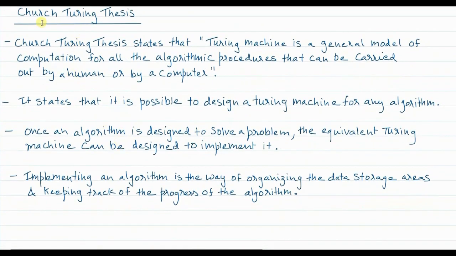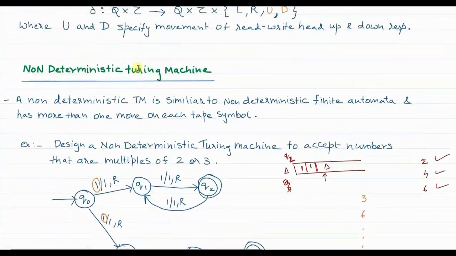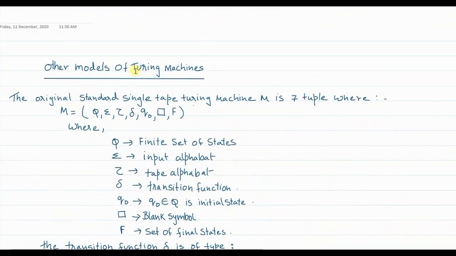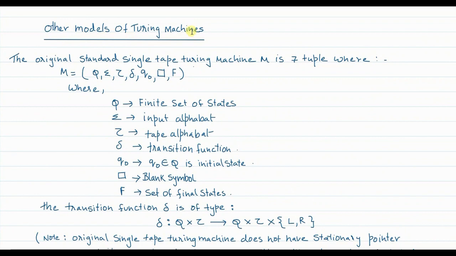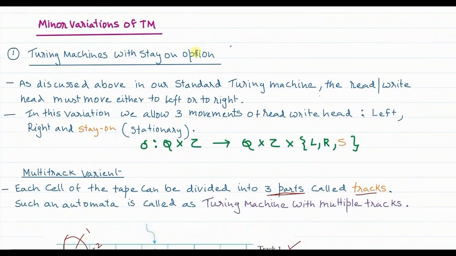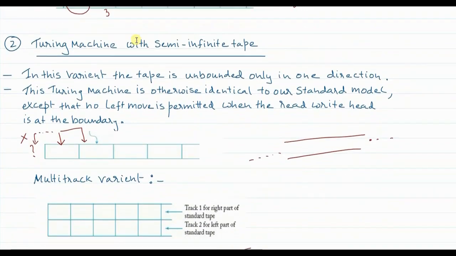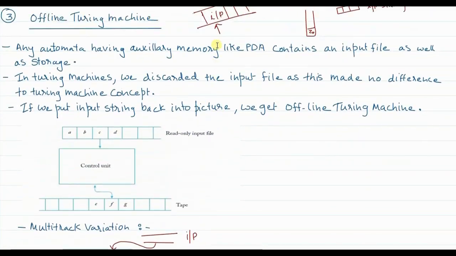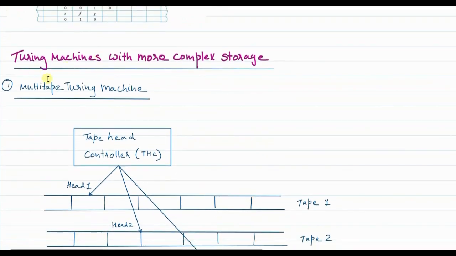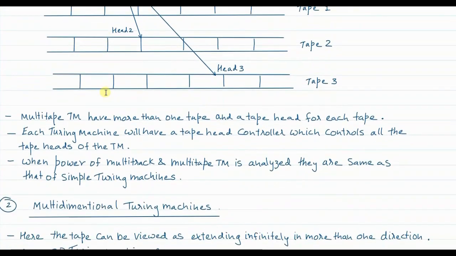For the exam, they might ask you to write a short note on the Church-Turing thesis. You can read this topic from the textbook by Peter Linz, where he has also explained it. Also the other models of Turing machine, called variations or variants of Turing machine, are sometimes asked as a theory question. Explain different variations of Turing machine, or they may ask individual questions. For example, what is a Turing machine with stay option, explain; what is a Turing machine with semi-infinite tape, explain; what is an offline Turing machine, explain; what is a multi-tape Turing machine, explain; what is a multi-track Turing machine, explain, and so on.